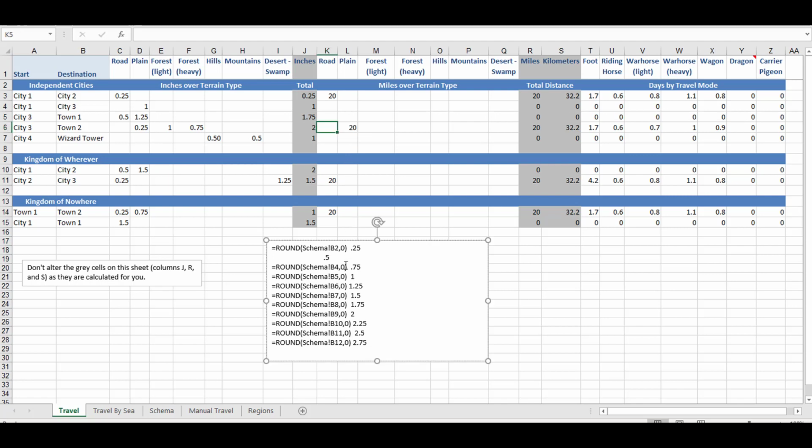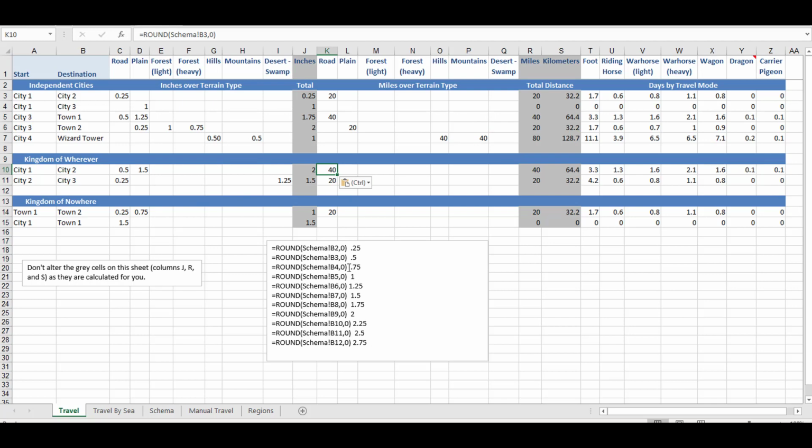Oops, what happened here? Let me try that again. All right, we got a 40 there. Where's another 0.5? We got one here. That is hills, so I want to come over to here to hills. Paste it there. It looks like we got another one right after that. We've got one here. Paste it in there. I think that's all for that.